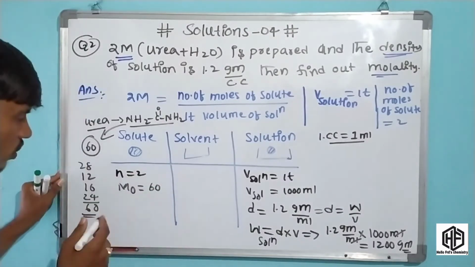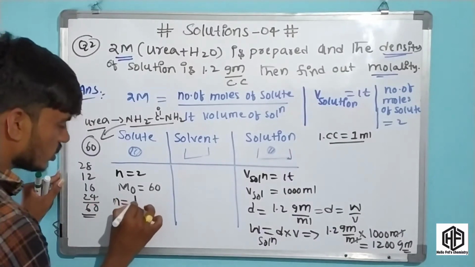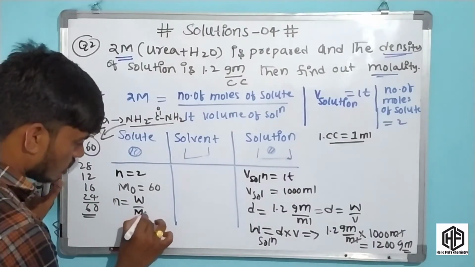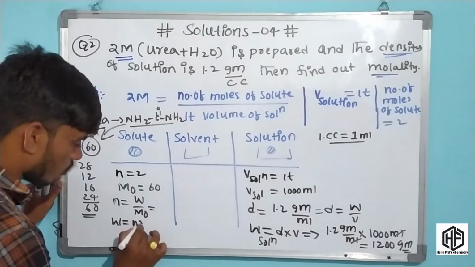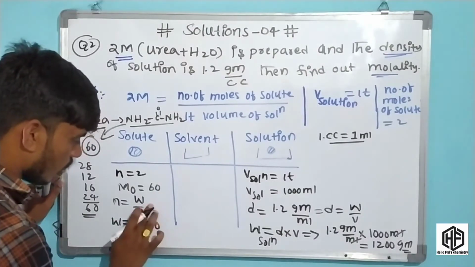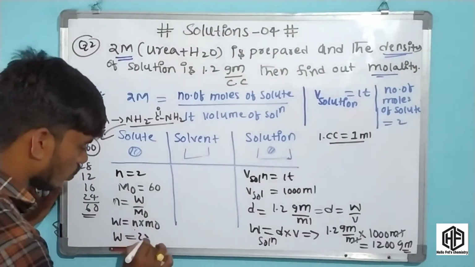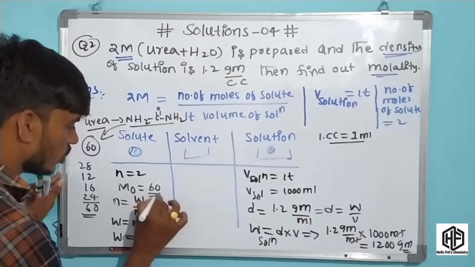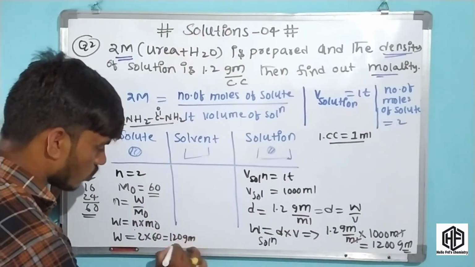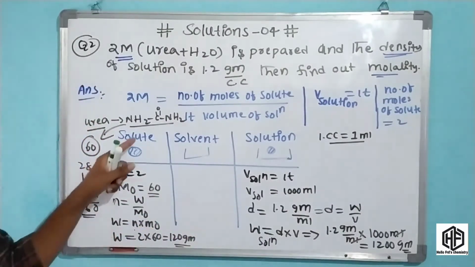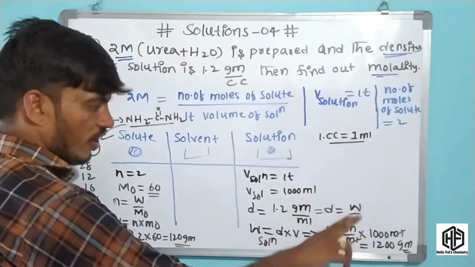Now we have to find out the weight. Number of moles is equal to the weight by molecular mass. Now we have to calculate the weight. Weight is equal to the number of moles into molecular mass. Okay friends, now weight of the solute: the number of moles is 2, and molecular mass of the solute is 60. So 120 grams is the weight of solute. Now this is the weight of solute, and this is the weight of solution.